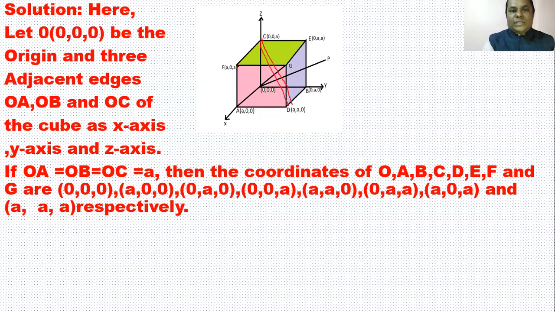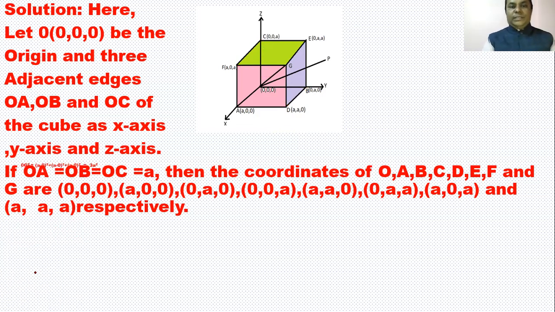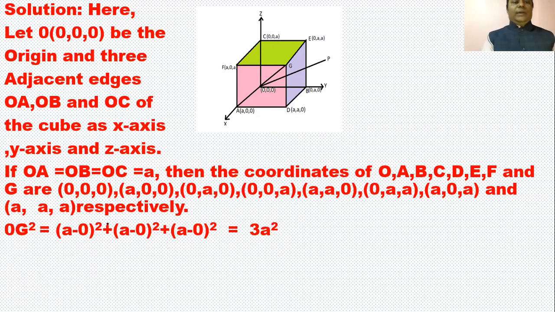Third diagonal, and fourth diagonal is BF. These are the diagonals. So after this, let's write down there. Then you have to get the distance, because we have to get the directional cosine. Therefore, we need to find out the distance between O to G.